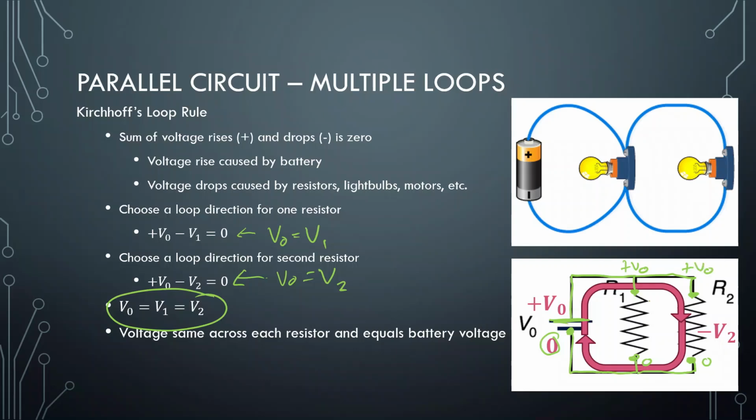So I can see that the difference in potential for resistor R1 has to be V0 minus 0, which is just V0. The difference in potential for resistor R2 also has to be V0 minus 0. So as long as each component is in its own individual branch, all of those voltages are going to be the same, and they will all equal the battery voltage.